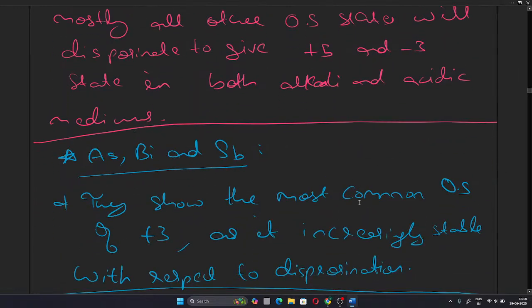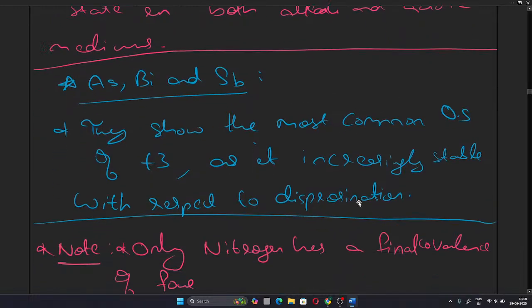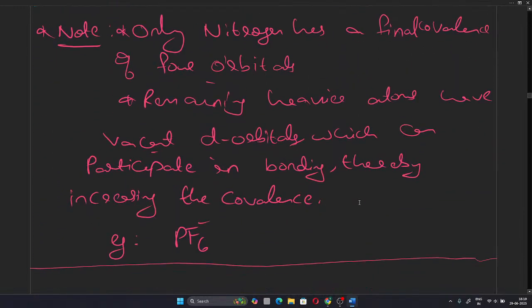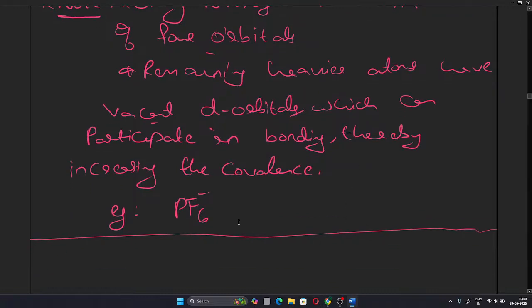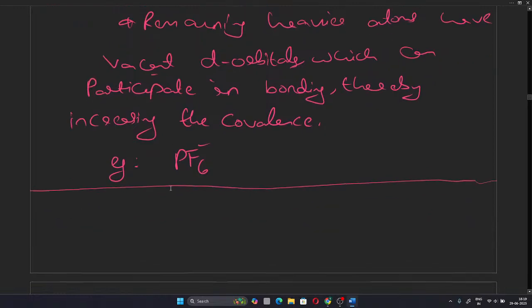Arsenic, bismuth, and antimony show the most common oxidation state of +3, as it has increasing stability with respect to disproportionation. Only nitrogen has a maximum covalence of 4, using 4 orbitals. The remaining heavier atoms have vacant d orbitals which can participate in bonding, thereby increasing the covalence.